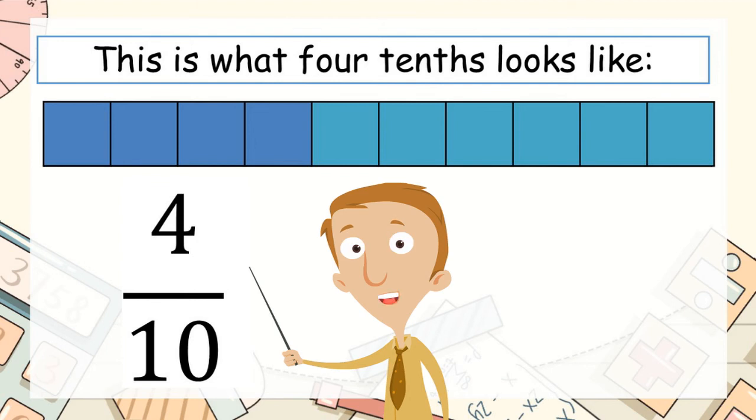What do you notice about the denominator in all of these fractions? Pause the video and write down what you've noticed. Well, you've probably noticed that the denominator has stayed the same because the shape has always been broken into 10 equal parts. That's what makes a tenth a tenth.